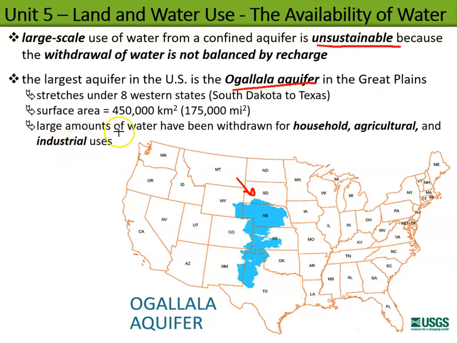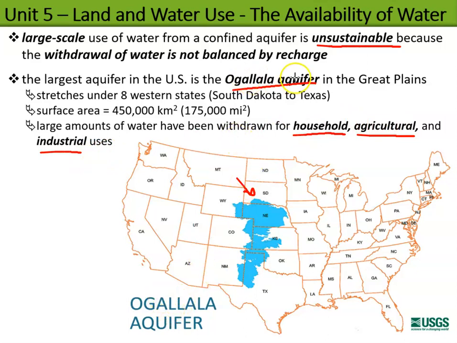Now, large amounts of water have been withdrawn from the Ogallala Aquifer over the last 150 years or so. These have been withdrawn for simple household use, household wells, but also agricultural and industrial uses for things like irrigation or if there's water that's needed for some industrial processes. And generally, these agricultural and industrial uses are the real culprits that are withdrawing millions and millions of gallons.